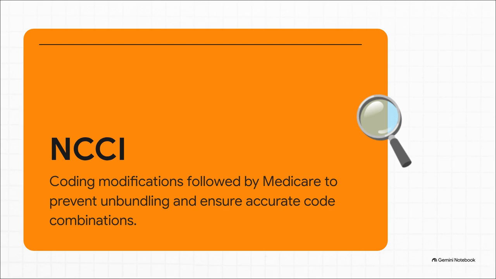Basically, the NCCI is a set of coding modifications that Medicare follows with extreme care. The whole purpose here is to prevent improper unbundling. You know, when a provider bills separately for procedures that really should just be grouped under a single code. Medicare uses these edits to make sure that only the most accurate, standardized code combinations actually make it through the system. If your codes conflict with NCCI rules, boom, your claim hits a brick wall.